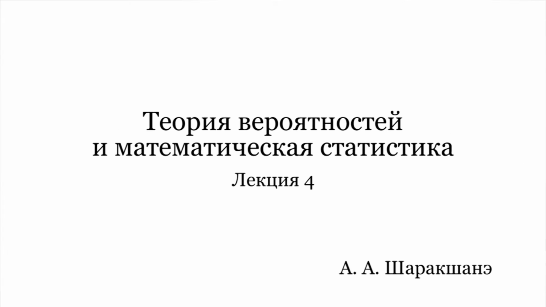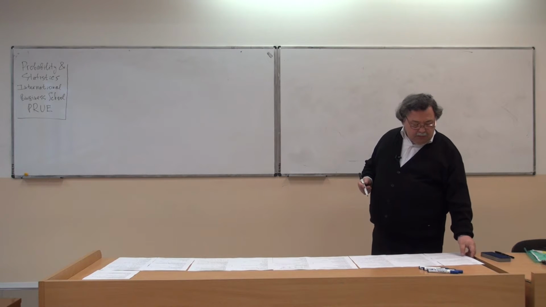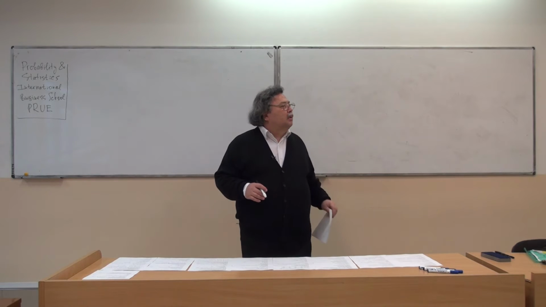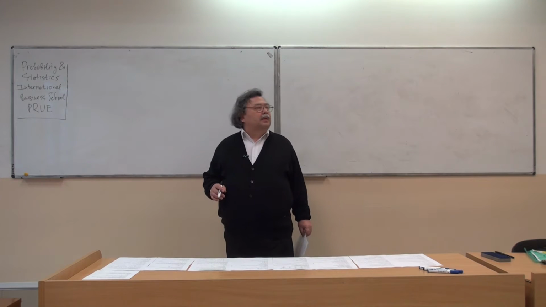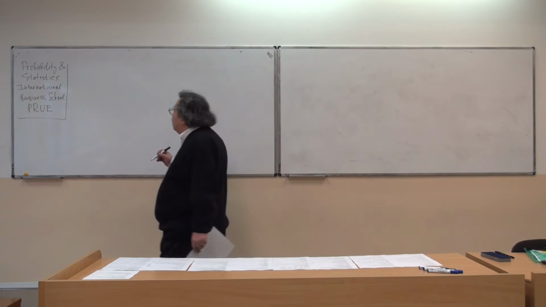Okay, this is lecture 4 of our course. Last time we introduced two very important types of probability distribution, binomial distribution and Poisson distribution. And because they're so very important, I think it's a good idea to start with a little revision.